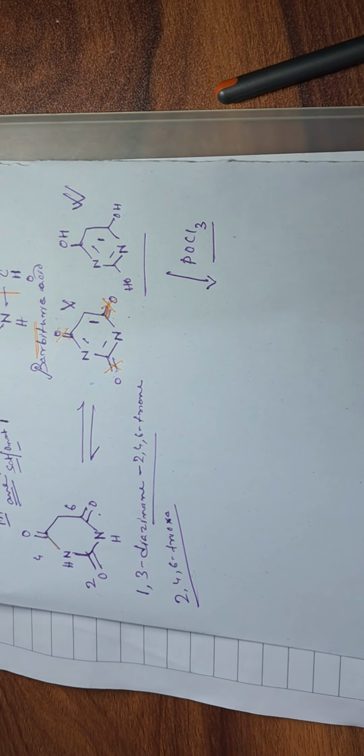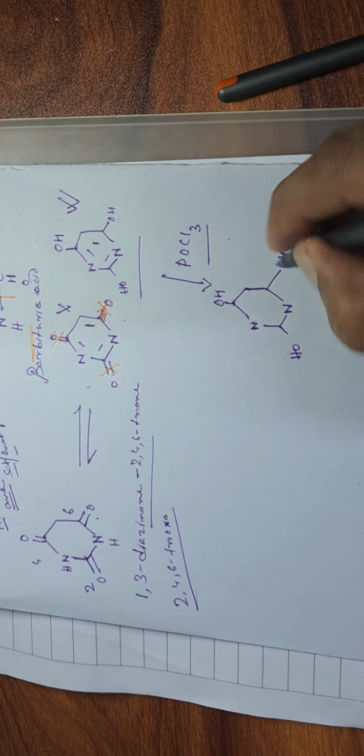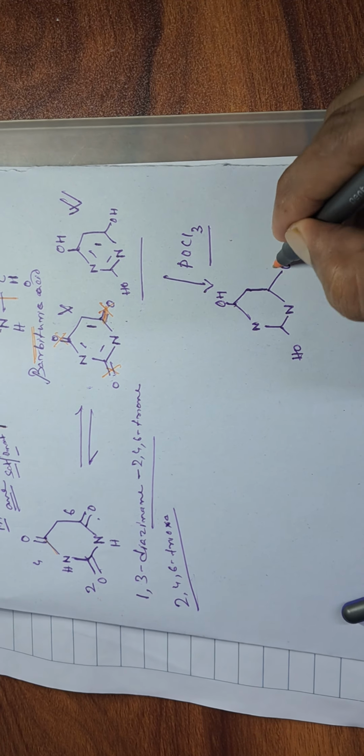So on treatment with POCl3, phosphorus oxychloride, what will happen? It is the phosphorus oxychloride that basically chlorinates what? The areas where hydroxyl groups are there. So these are the hydroxyl groups. In place of the hydroxyl group, what will happen? This hydroxyl will no longer be there. Why? Because this has already been treated with what? POCl3. So what will happen?